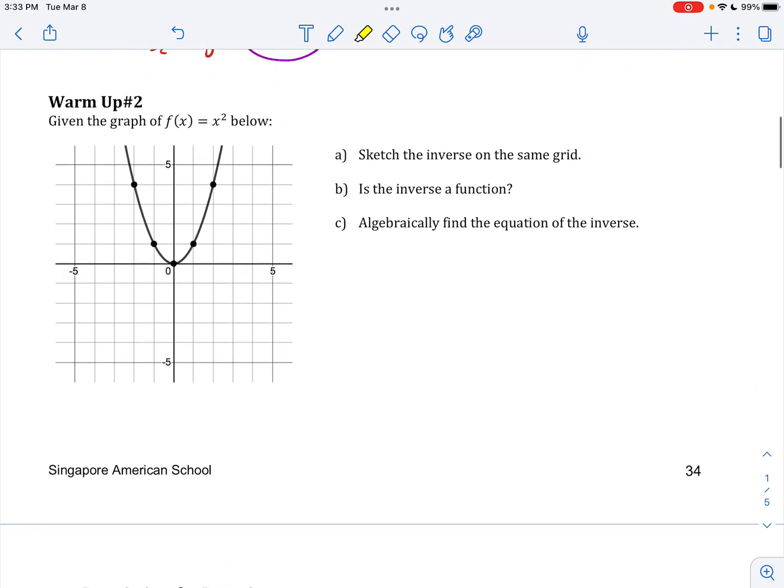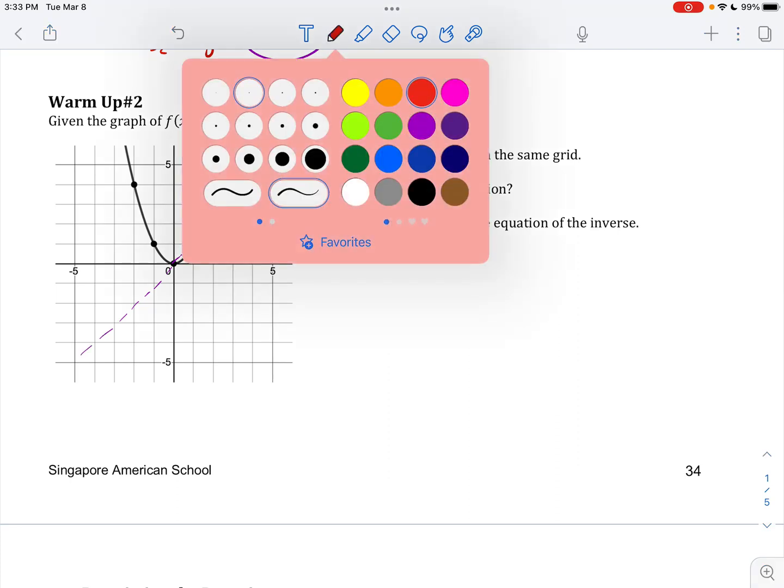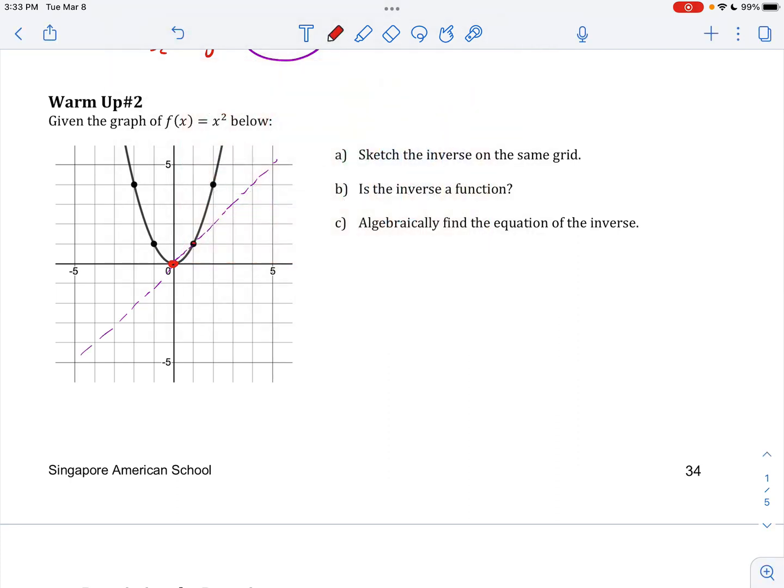Okay, next warm-up. Sketch the inverse of this graph. Well, if we're supposed to reflect everything over this line, we can just reflect one point at a time like you used to do in geometry. This point's going to be the same. This point's going to be the same. This point over here at negative 1 is going to reflect over to there. This point up here is going to go to there, and this point over here ends up like that.